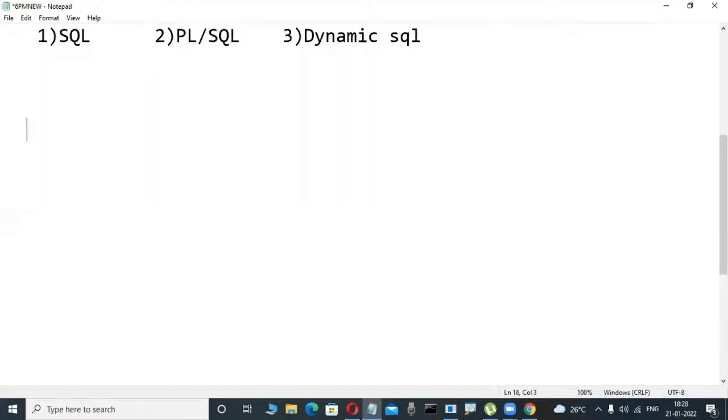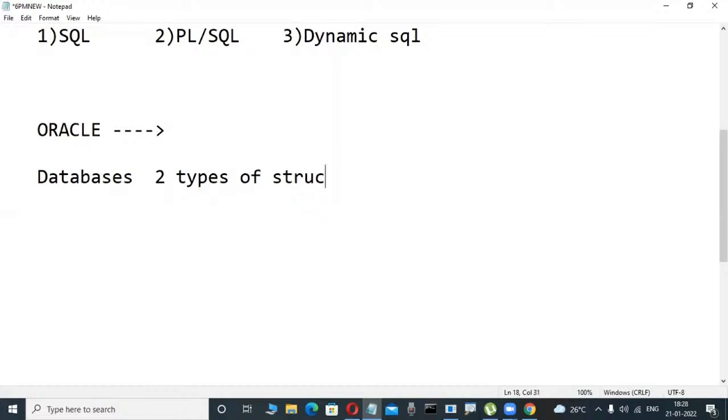Actually, there are these relational databases: Oracle, SQL Server, DB2. These are relational databases. But unfortunately, these databases have two types of structures. You must be familiar with this before we start our courses. Observe here, two types of structures are there. Don't write it, just observe.